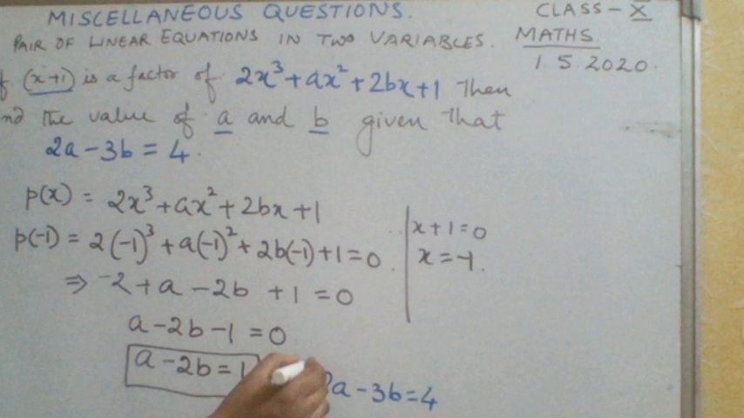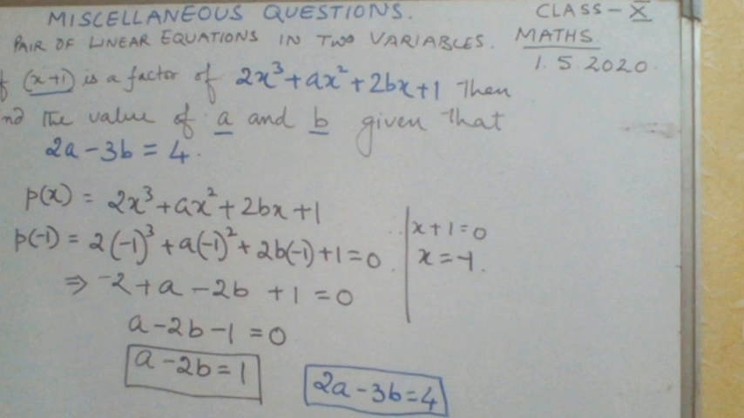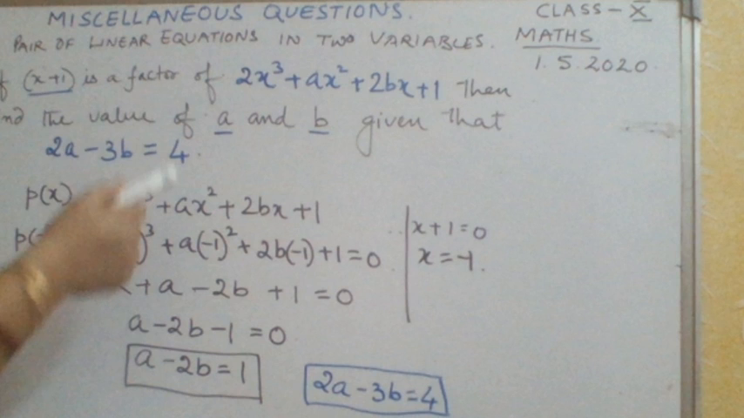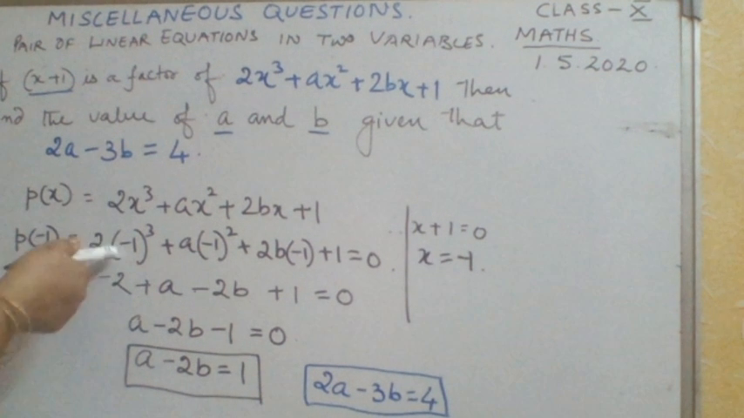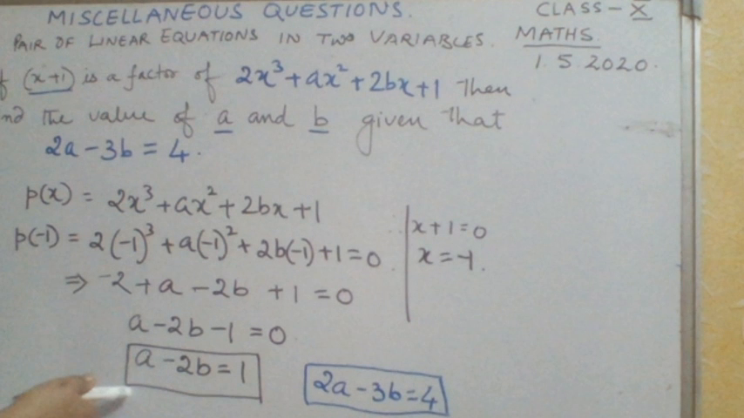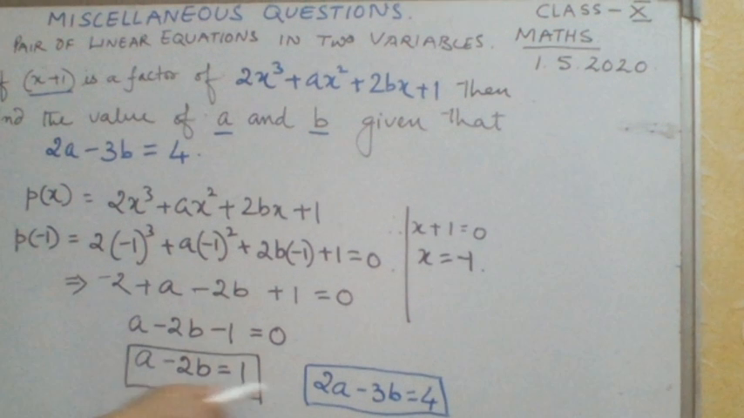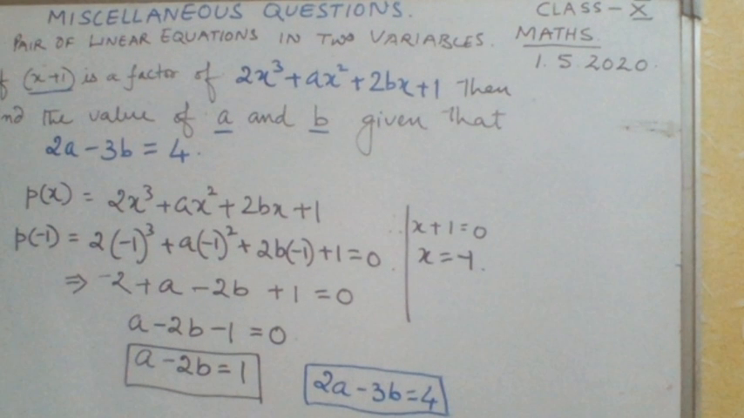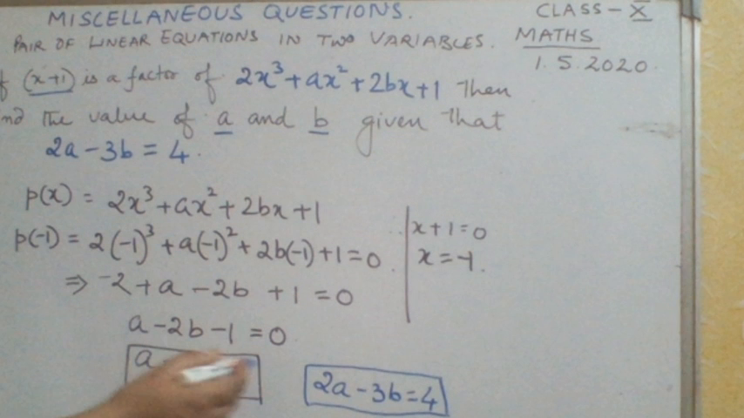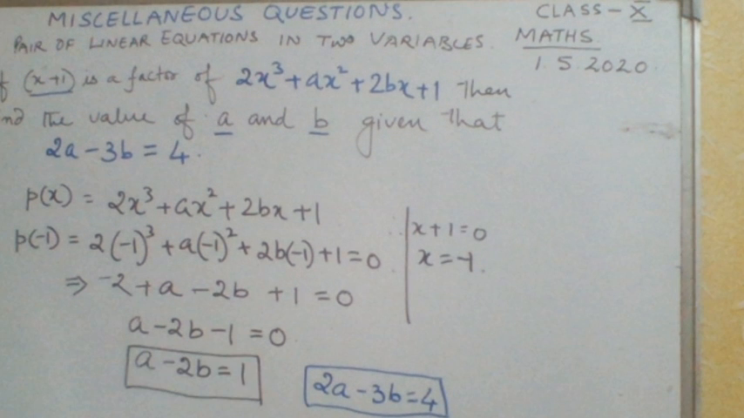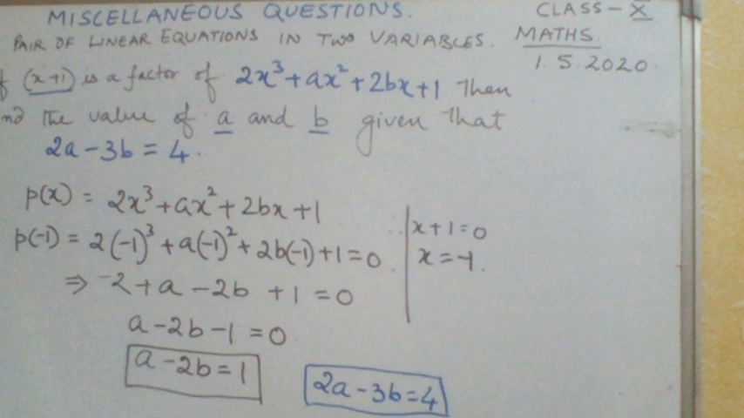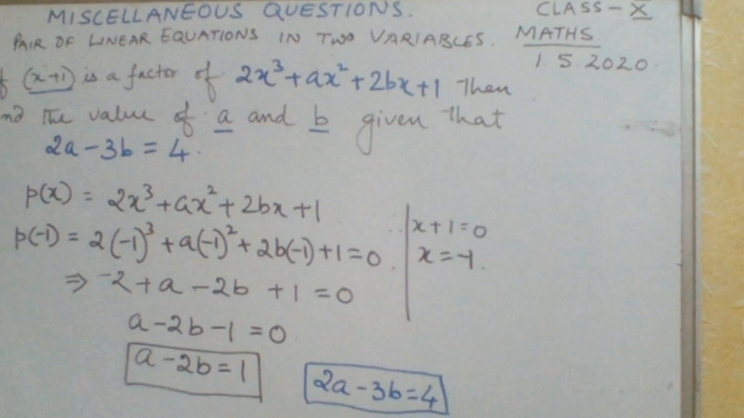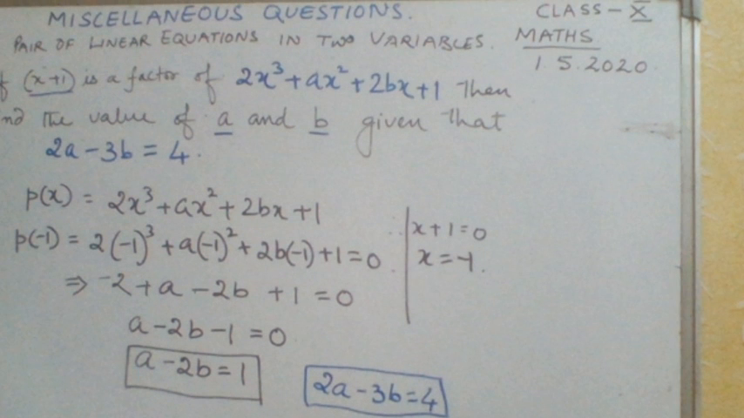And this is the application of our knowledge from the chapter of polynomials. Because this is a factor, this x equal to minus 1 will give this polynomial equal to 0. We are applying this knowledge, we get one equation, and this is one equation given to us. Now what to do? Now this is simple. You need to solve it either by substitution, elimination or cross multiplication. So give me the value of a and b now.